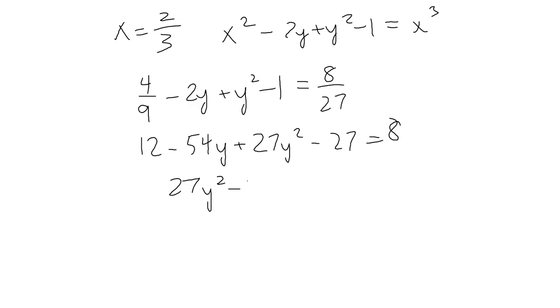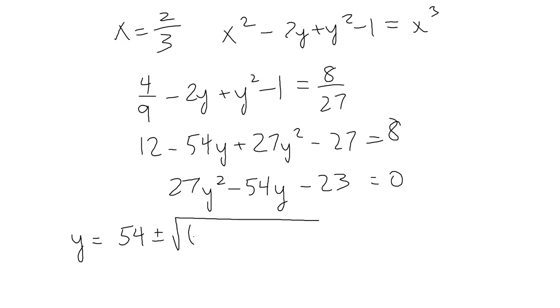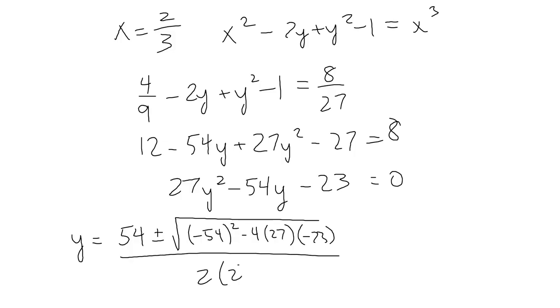We have 27y squared minus 54y, and what do we end up with there? We've got a positive 12 and a negative 27, which is negative 15, and then minus another 8 is minus 23. And so once we've got that, we can just set that equal to our 0 now and use the quadratic formula on that. So we should get y is equal to the opposite of b, so 54, plus or minus the square root of negative 54 squared minus 4 times 27 times negative 23 all over 2 times 27.